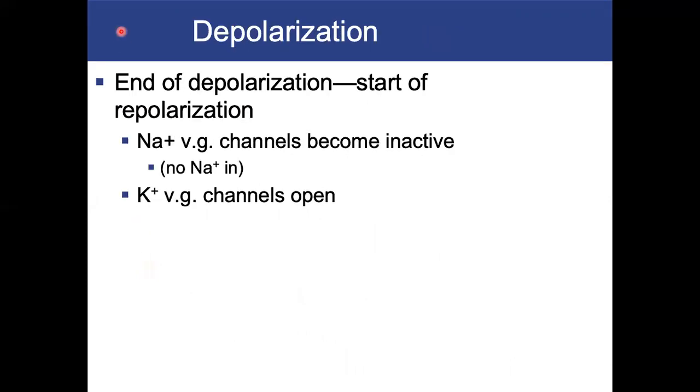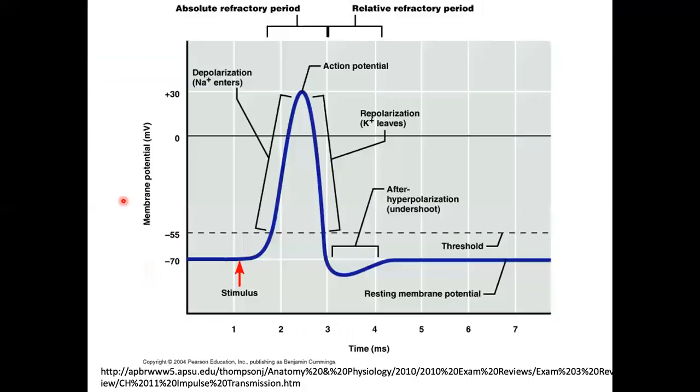Okay. At the end of depolarization, the start of repolarization, your sodium voltage gated channels become inactive, so no sodium is going in, and potassium voltage gated channels open. So now it's potassium's turn. So potassium is going to rush where? In or out? Good, it's going to rush out. Okay, so right here, potassium is going to rush out. So we're in repolarization.